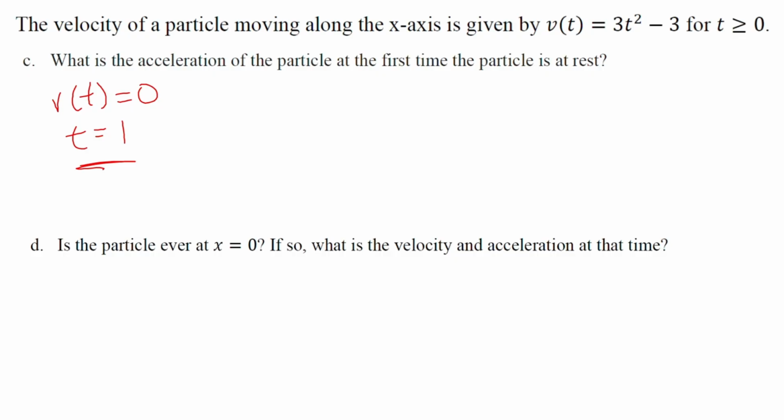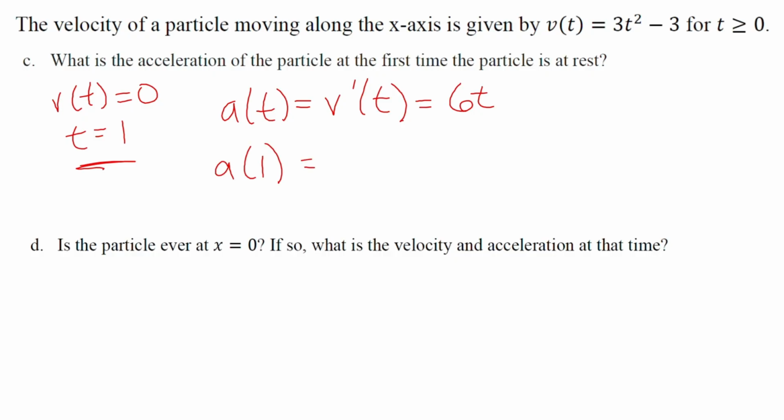If we want the acceleration when the particle is at rest, we need the acceleration function. Well, that's just v prime of t. That'll just be 6t. So in order to get the acceleration at 1, we just need to do 6 times 1, or 6. So the acceleration of our particle the first time it's at rest is just 6.